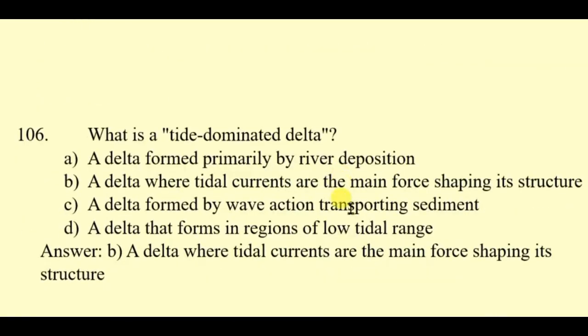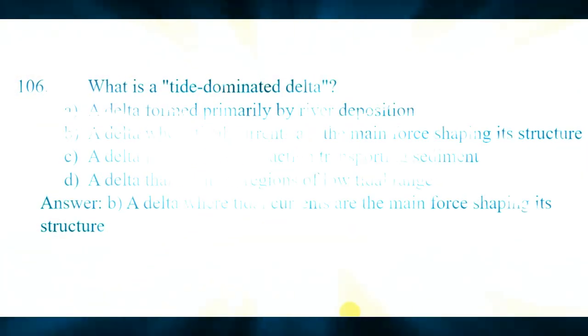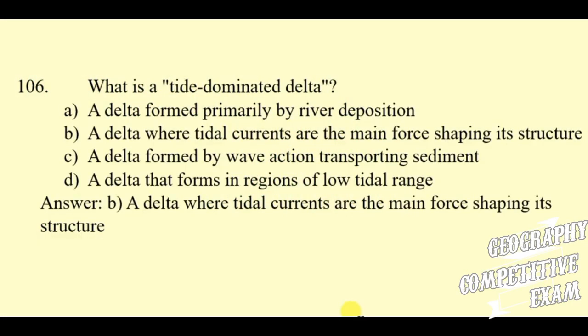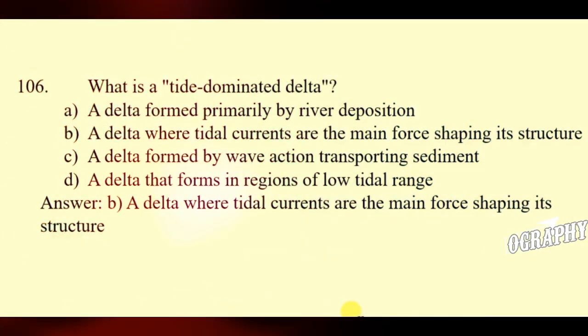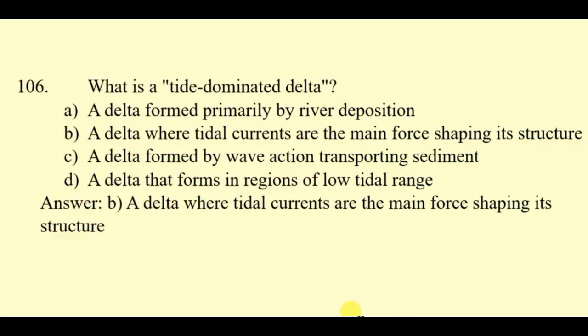Question 106. What is a tide-dominated delta? A delta formed primarily by river deposition. A delta where tidal currents are the main force shaping its structure. A delta formed by wave action transporting sediment. A delta that forms in regions of low tidal range. Here the correct answer will be the delta where tidal currents are the main force shaping its structure.